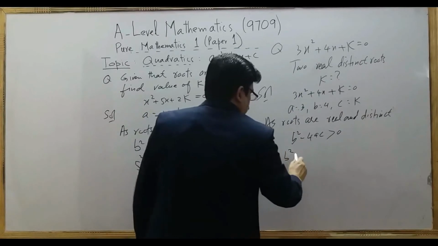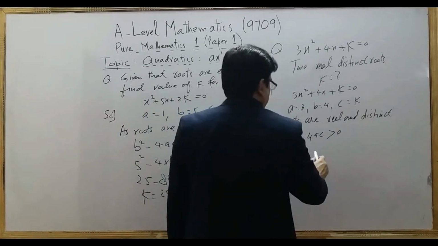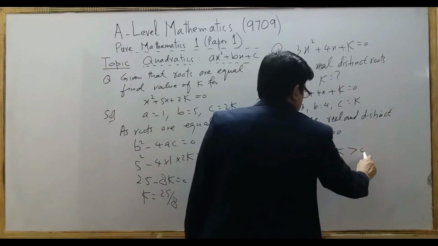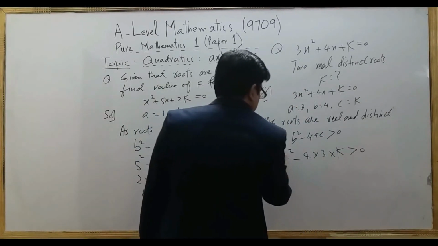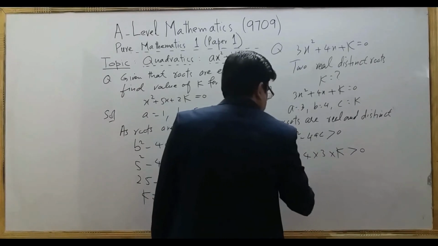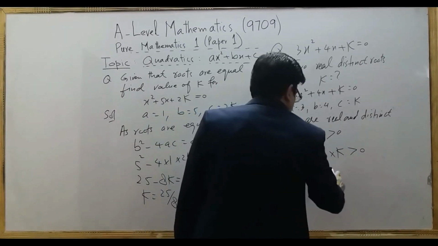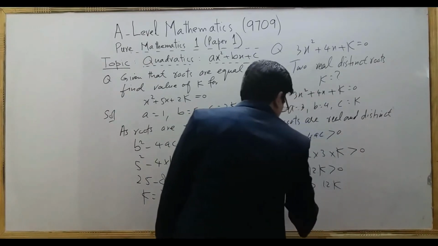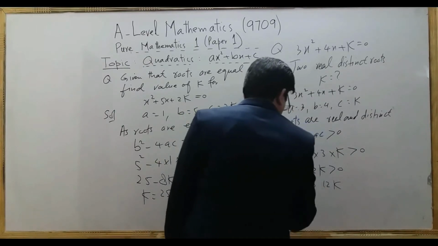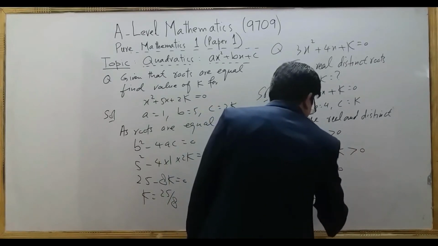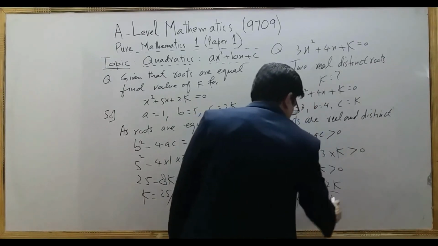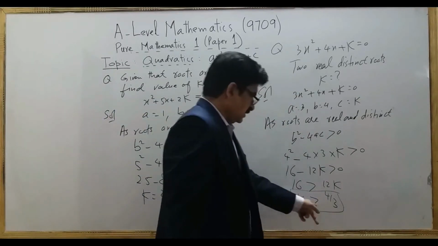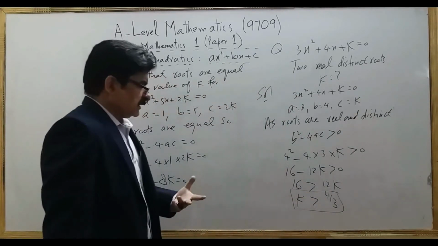So put in the values: b square minus 4 into a, which is 3, into k. This should be greater than 0. Instead of b, we write 4. This is 16 minus 12k greater than 0. So 16 is greater than 12k, or you can write k is less than 4 over 3. This is your answer.